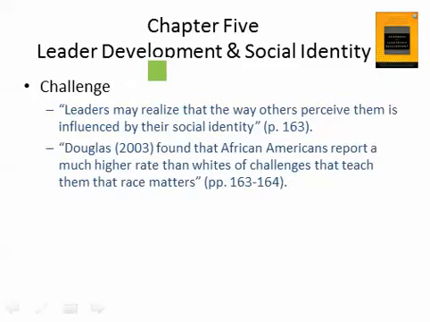Okay, so there's challenges. So leaders may realize that the way others perceive them, and this is the way we were just talking about, is influenced by their social identity. And again, if you're a leader, you better understand that others are perceiving you through that filter, and you're perceiving them through that filter. Now, how does this play out? So, for example, Douglas, 2003, found that African Americans report a much higher rate than whites of challenges that teach them that race matters. Of course, this is kind of an obvious thing, because any minority group is going to experience it as far more salient to them than it is for the majority.